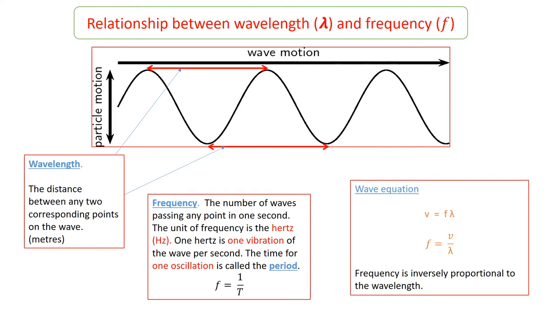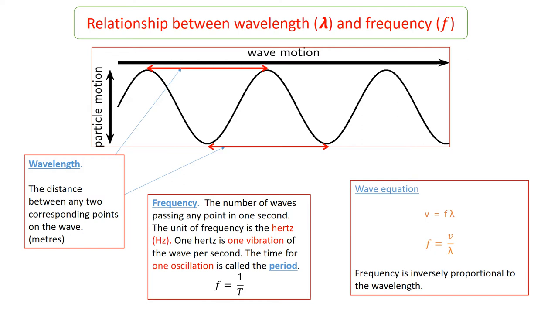Now the frequency. The frequency is defined as the number of waves passing a point in 1 second. It means in 1 second, how many waves are passing through a point? When you divide the number of waves by the time the waves take to travel through a point, you will get the frequency. The SI unit for frequency is hertz, and the SI unit for wavelength is meter, because wavelength is a type of length.